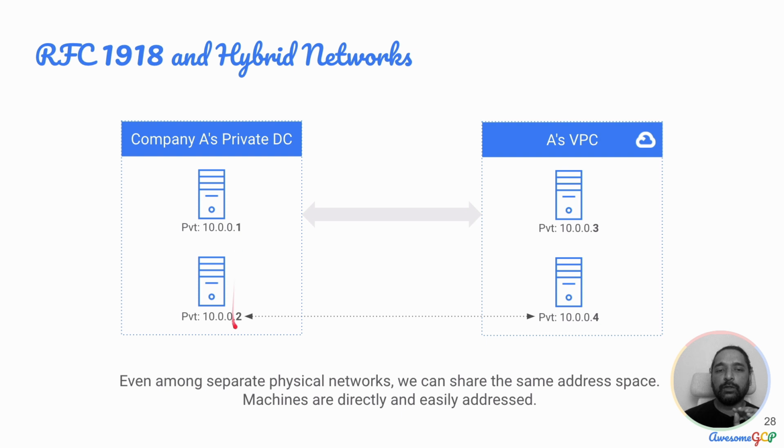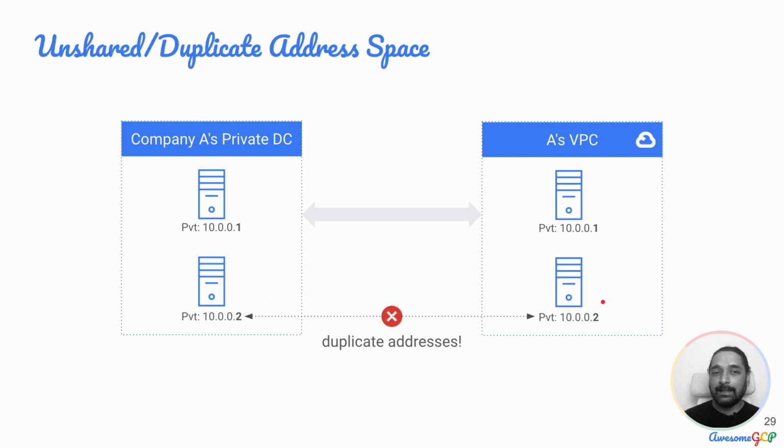sometimes we want to be able to share the same address space across these two setups, right? Between the private data center and the public cloud. In this case, this is A's private data center, and this is A's VPC within Google Cloud, right? So you can see that there is machine 001 here, and 2 here, 3 here, and 4 here. And they're able to directly address that, right? And that makes it convenient and easy.